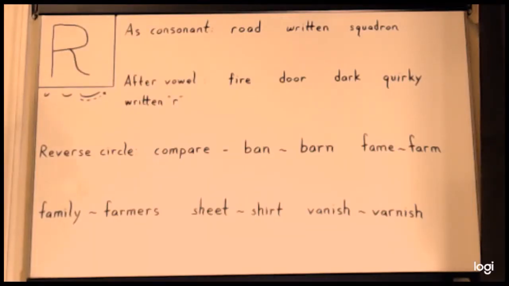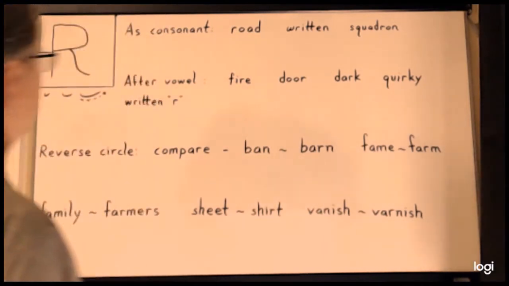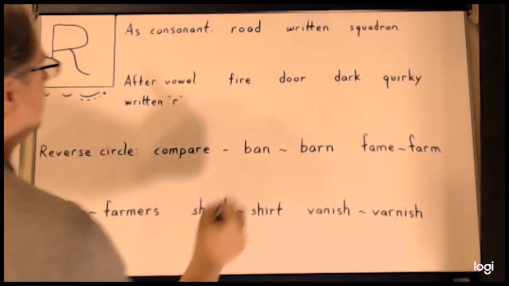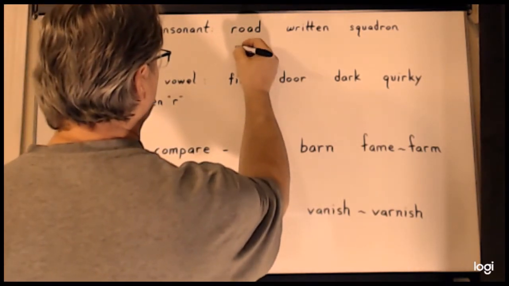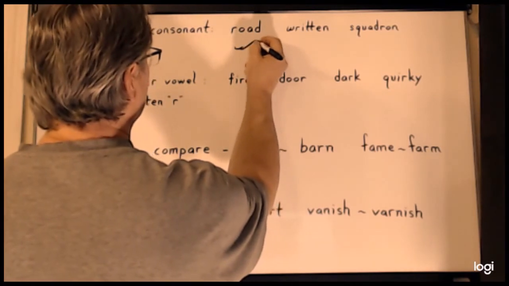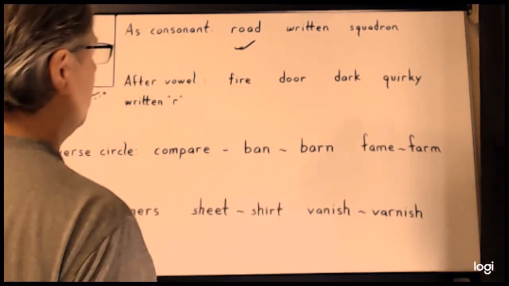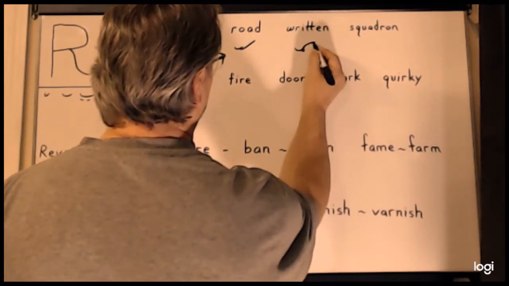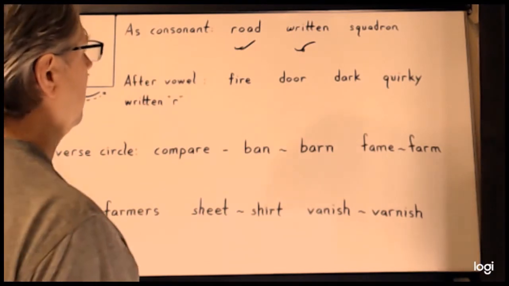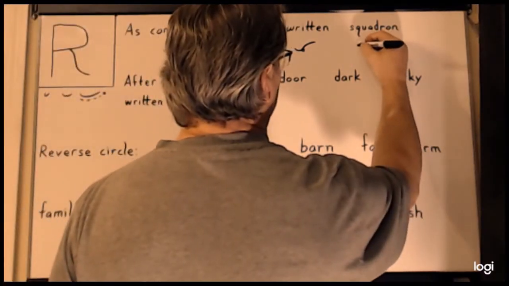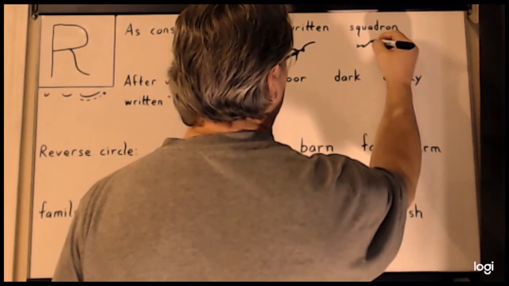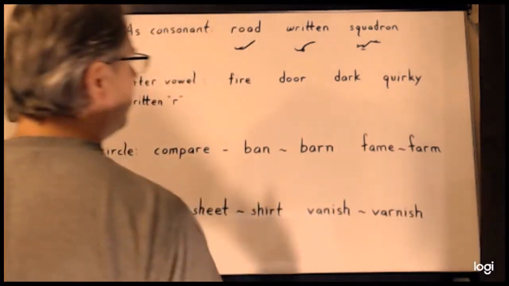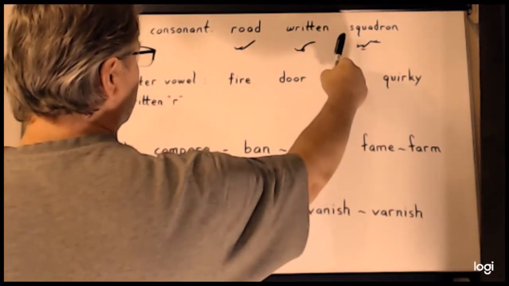Next, we have the letter R. And as a consonant, we'll go over this first set of words. So for the word road, we'll just write R, O, D. For the word written, just write R, a short I, T-E-N. Then for squadron, will be S-K-O-D-R-O-N, the dash representing the W sound, and squadron.